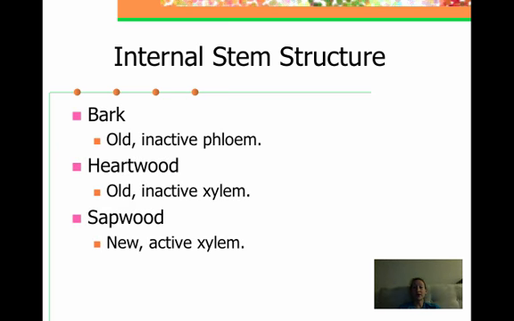If we talk about a woody stem, the bark is the old inactive phloem. So as the phloem gets old, it changes into bark. So that's going to give you a hint that the phloem would be located sort of on the outside of the woody stems. The heartwood is the old inactive xylem, and then the sapwood is the new xylem. So this is going to be the new growth of that type of tissue.